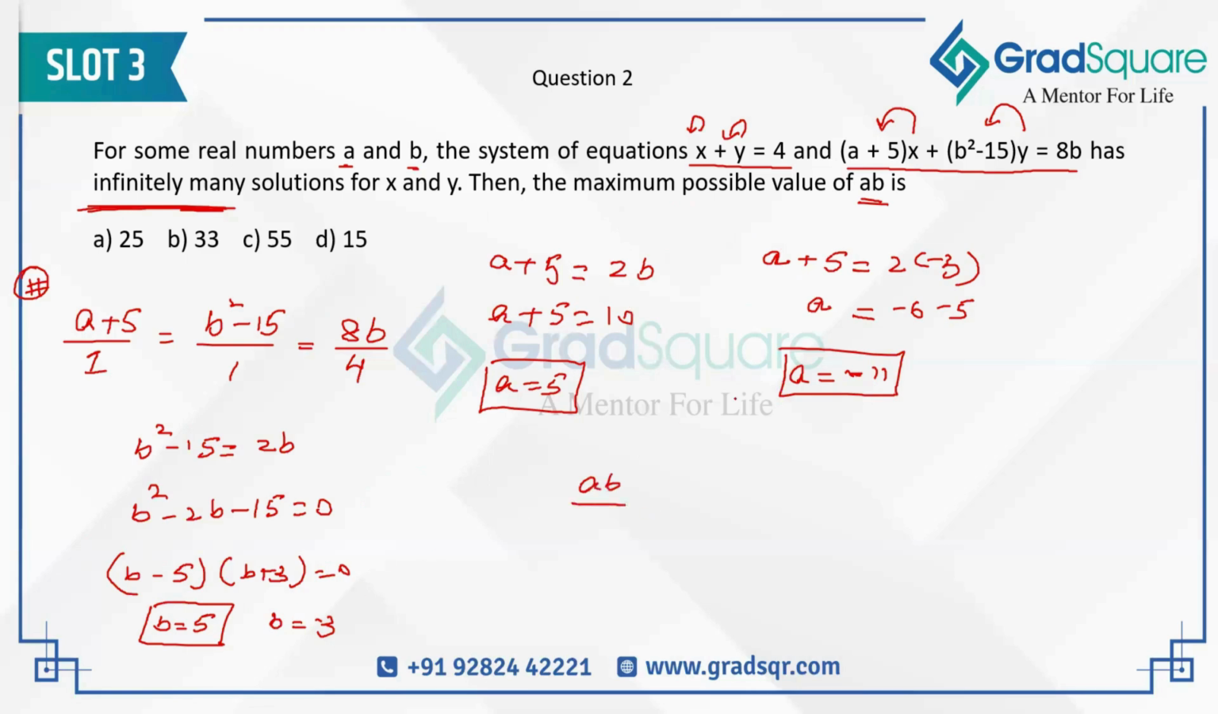Now, if you look at this, you should realize that a equals minus 11 will only happen if b is equal to minus 3. So now you cannot take the value of a as 5 and b as minus 3, because if a is 5, then at that value of a equals 5, b has to be equal to 5. So either the product possible for the two of these is 25, or the product possible for these two is 33. The maximum possible value is going to be 33. Option B is the correct answer for this question.